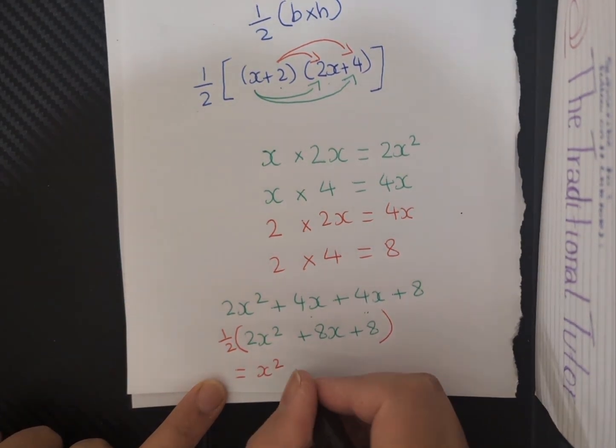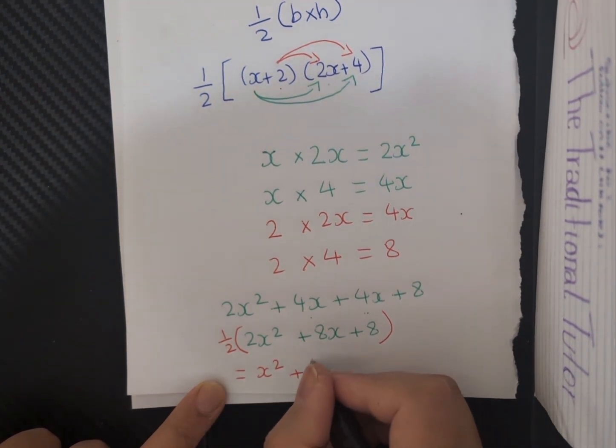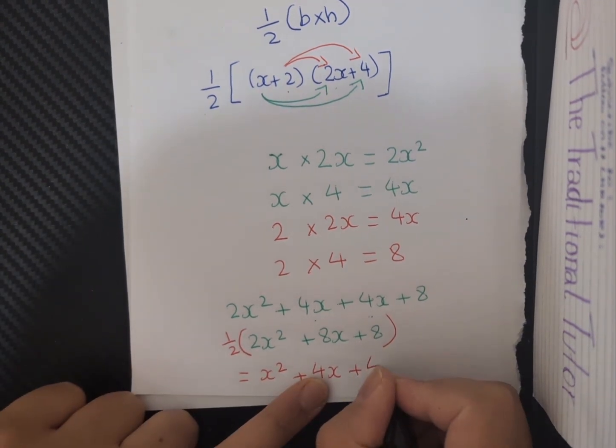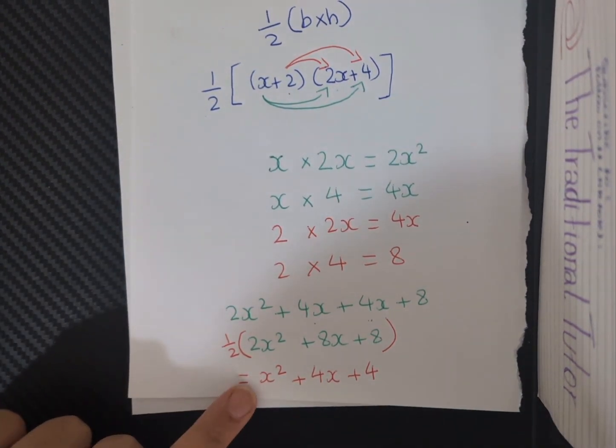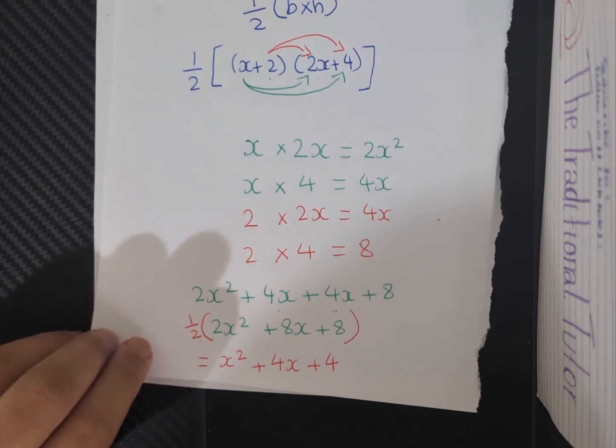So let's go back now, and then plus 8x, if I halve that, remember it's 8 divided by 2, which gives me 4x, and then plus 8, if I halve that, it's just going to be plus 4. So my answer is just x squared plus 4x plus 4. And remember, because it's an area question, your answer should have units.